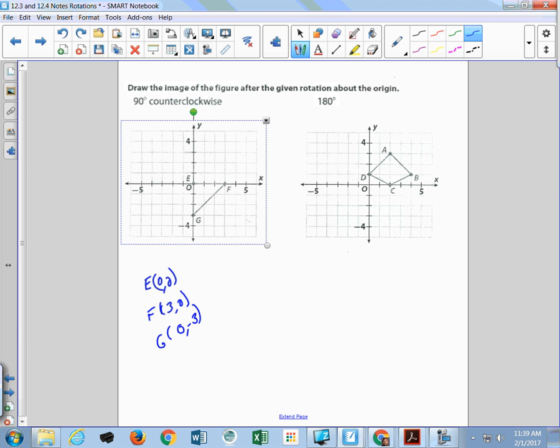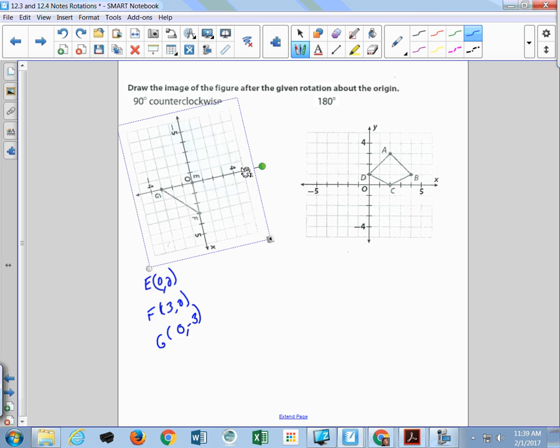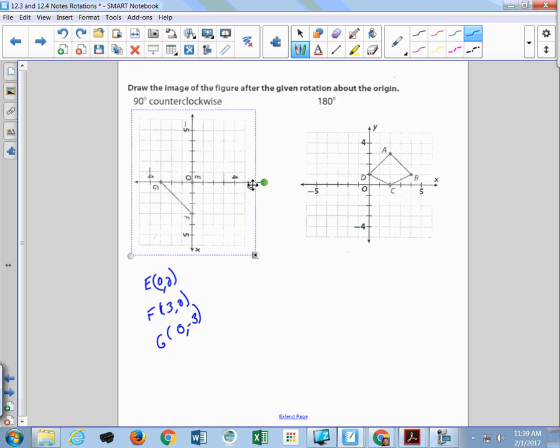Now I have my points. I need to go counterclockwise, so that means I'm turning my paper clockwise one time. And then I want to plot those points. I'm sorry, E is 0, 0, so right there. And then 3, 0 and 0, negative 3. F prime, G prime. All right.